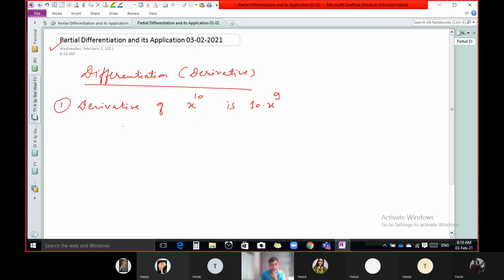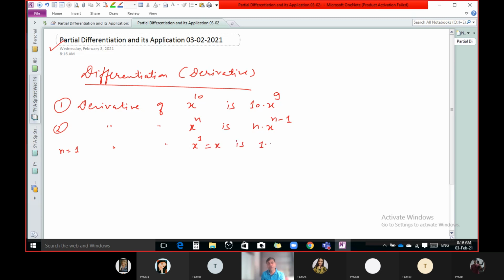Perfect. So tell me the formula, derivative of x raised to n. n into x raised to n minus 1. Correct. That is the formula. You can put n as any number. Now if we take n equal to 1, so derivative of x raised to 1. x raised to 1 is nothing but what? x.